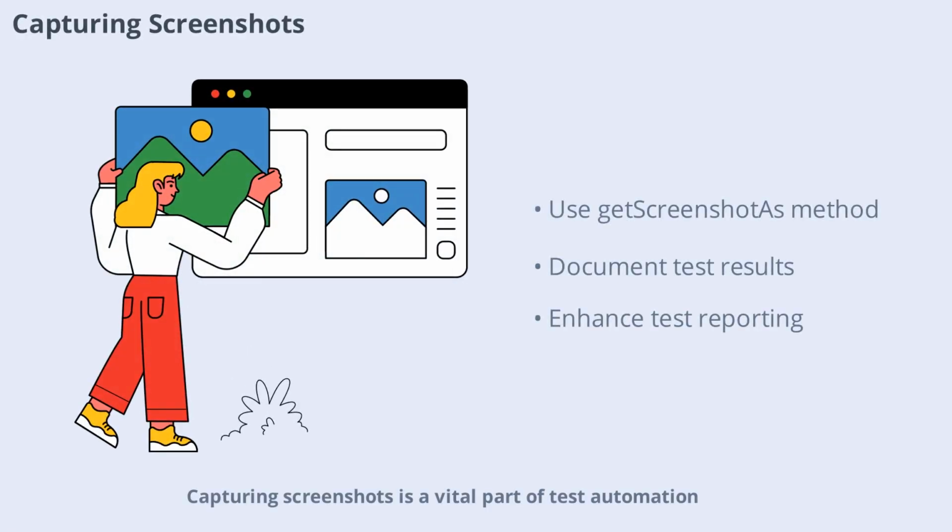Capturing screenshots is a vital part of test automation, especially for debugging and reporting. Selenium allows you to take screenshots using the getScreenshotAs method. This feature is useful for documenting test results, capturing errors, or providing visual evidence of test failures. Screenshots can be automatically saved to specified file paths, making it easy to review and share test outcomes with your team. Incorporating screenshots into your test reports enhances transparency and helps identify UI issues quickly.